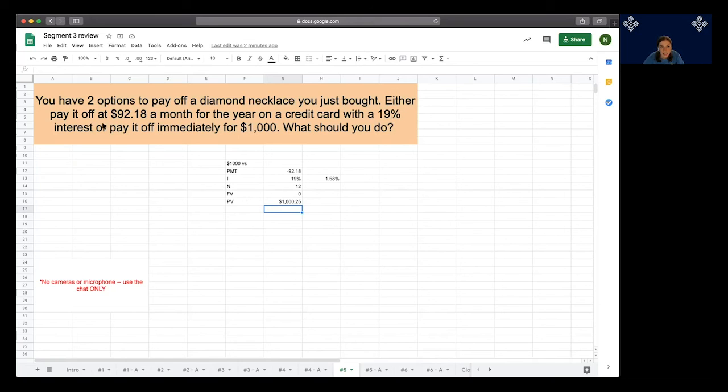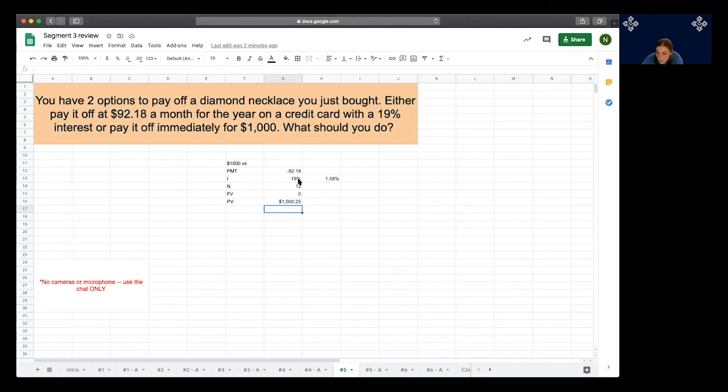Unless it says 19% interest per month, assume that it's yearly and you have to adjust for monthly. So it says $92.18 a month. And if it said 19% interest per month, that's where you would assume monthly. But you have to assume that the 19% is still for the year. Yeah, so it's annual unless stated otherwise.